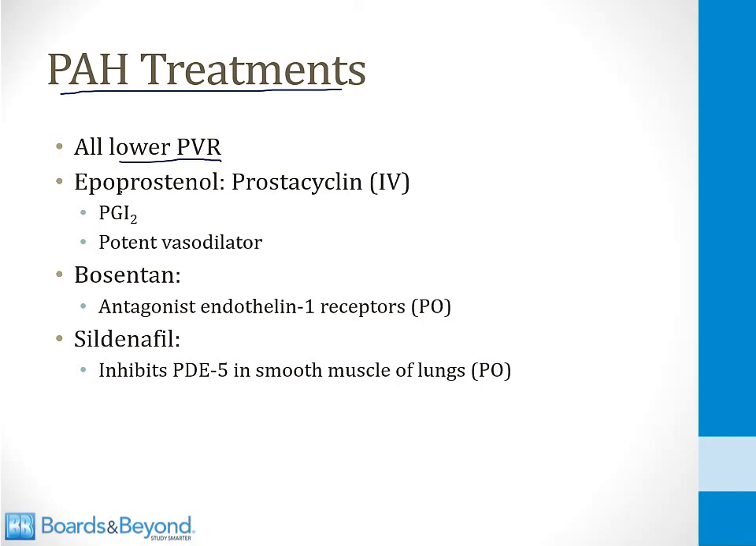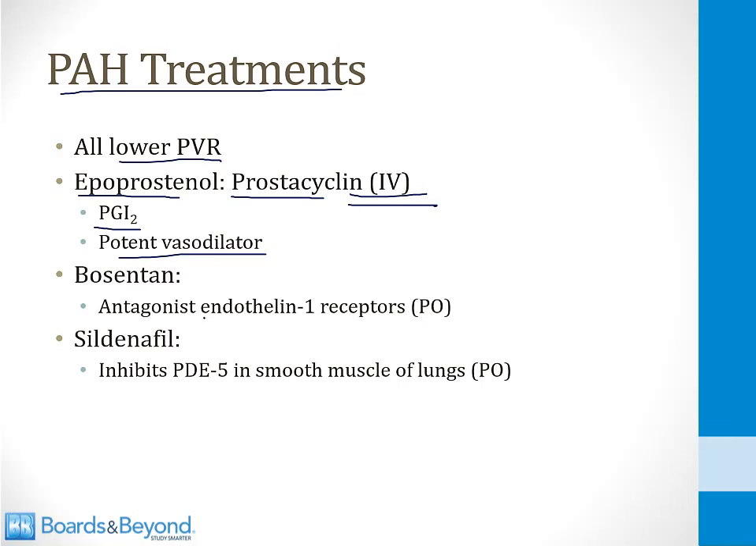One of the oldest drugs used to treat PAH is epoprostenol, which goes by the trade name prostacyclin. It's an intravenous form of prostaglandin I2, which is a potent vasodilator. And the idea here is that because it's IV, you infuse it directly into a vein and it goes straight to the lungs and causes vasodilation of the blood vessels in the lungs. It has to be given continuously through a central line, and it's very difficult for patients to take this medication.